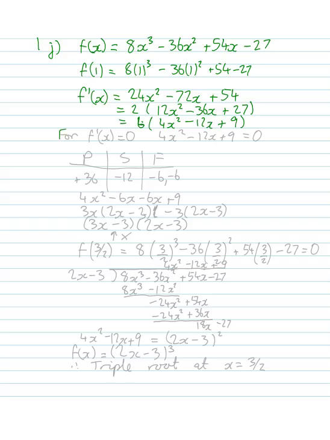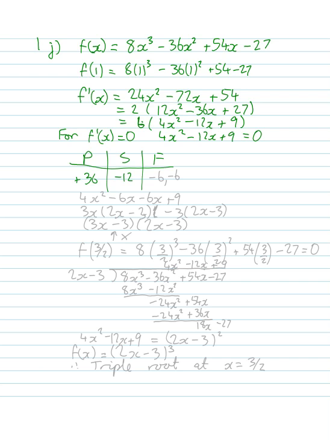So for f'(x) equals 0, we've got 4x squared minus 12x plus 9 equals 0. Okay, so let's see what we get here. We've got, PSFing it, 36 for the product, or plus 36. For the sum, we've got negative 12. And for factors, to do that, we can do 6 and 6. It's interesting.